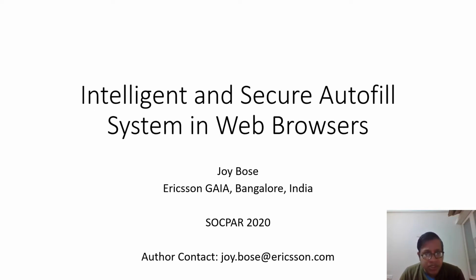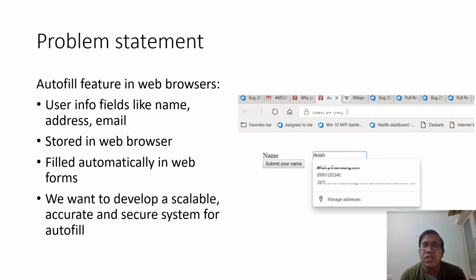Let me go through the problem statement and how we work through it. So the problem is as follows. There is a feature called autofill, which you must have experienced in web browsers. Nowadays it's in every web browser, whether you use Chrome or Firefox or Microsoft Edge or any other web browser. So when you go to a web form, even a login page like Yahoo login or Google login, Gmail, or any kind of form, you will probably see fields like name, username, address, email, bank details, things like that.